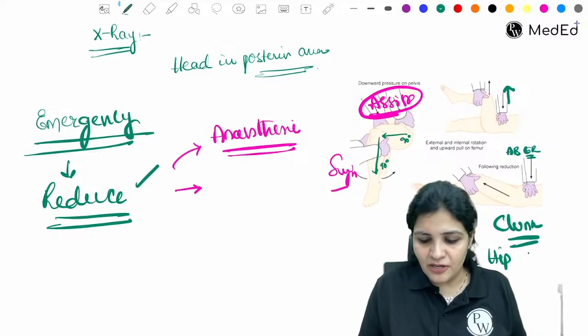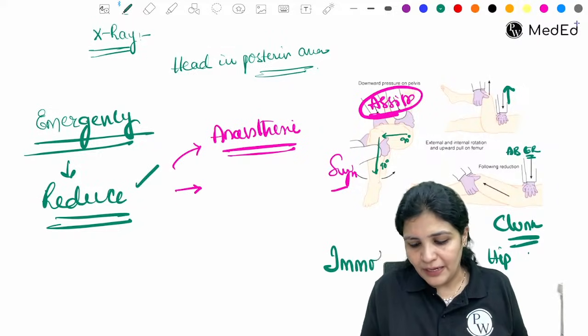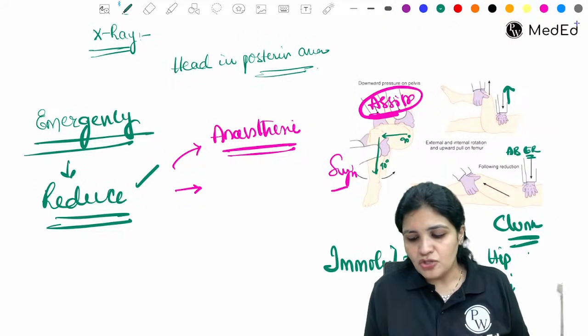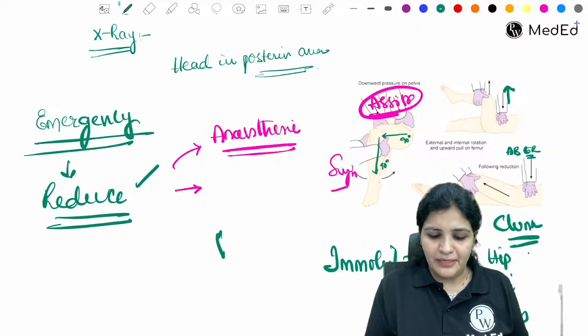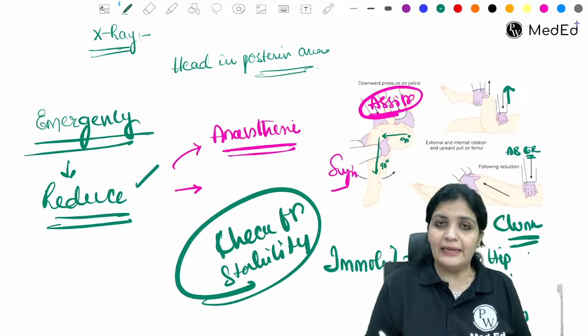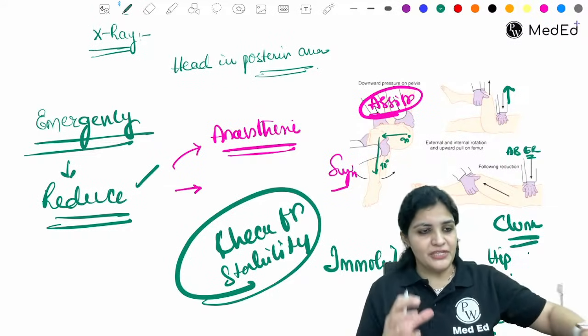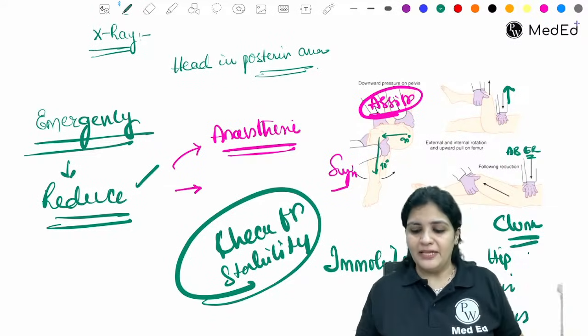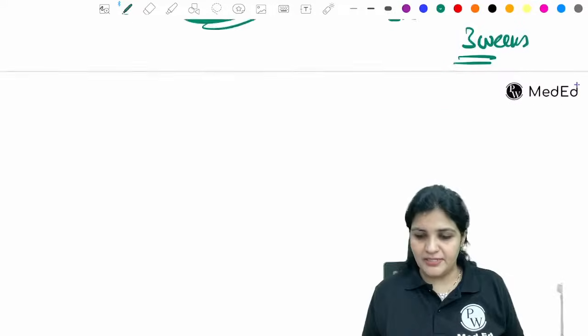So once it is reduced, again you have to immobilize. You have to immobilize in skeletal traction. So you are going to immobilize in the skeletal traction for 3 weeks. So before that, you will check for the stability. So always you have to check for the stability. So even though once it is reduced, there are high chances that again it might dislocate. So you will check for the stability and then you will immobilize in skeletal traction for 3 weeks, right?